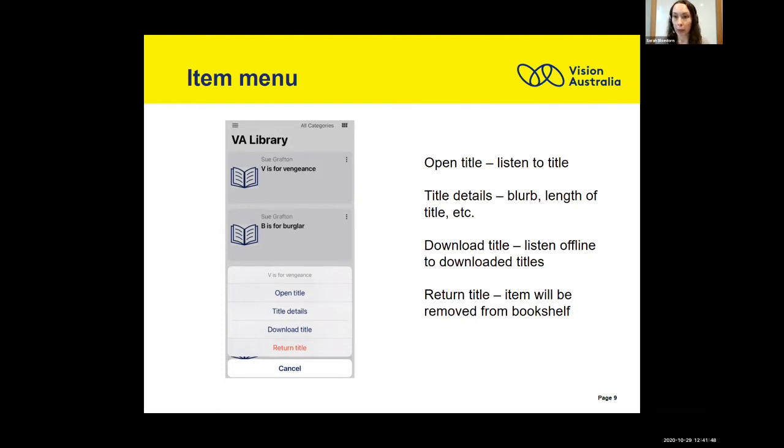And then the bottom one is return title. As I'm sure many of you know, there is a loan time on each item, but of course you can return an item earlier if you're finished with it, or you just picked a dud. Just press that one and you can return it, and that will disappear off your bookshelf.